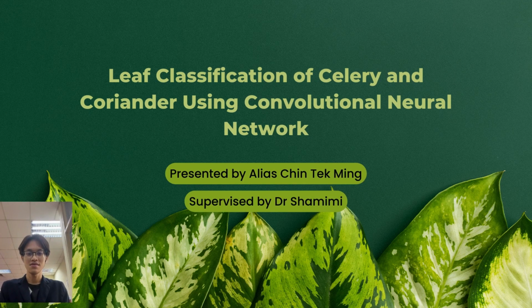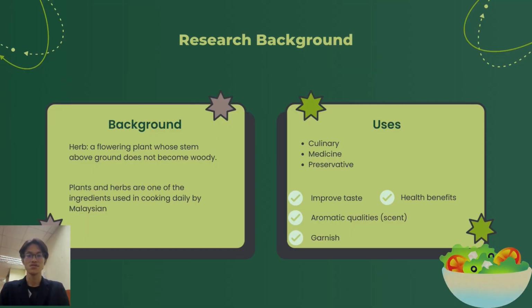Assalamualaikum. My name is Alias Tek Ming and my supervisor is Dr. Shamimi. My final year project title is Leaf Classification of Celery and Coriander using Convolutional Neural Network.